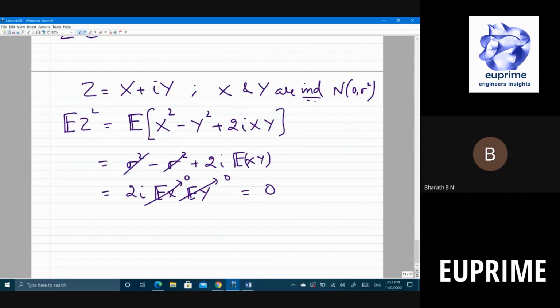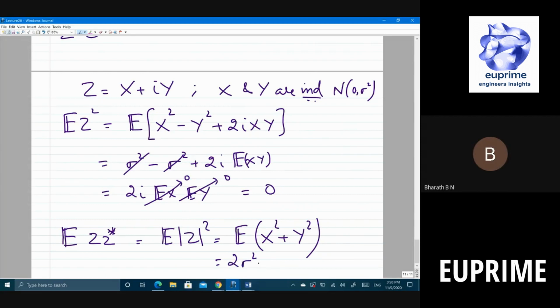But the expected value of Z times Z star, the conjugate, which is the expected value of mod Z squared, is the expected value of X squared plus Y squared. What is the answer? 2 sigma squared. Right? Okay, so keep this in mind. If you take a complex Gaussian, zero mean, variance sigma squared, then the expected value of Z squared you'll get 0, and the expected value of mod Z squared you'll get 2 times the variance.